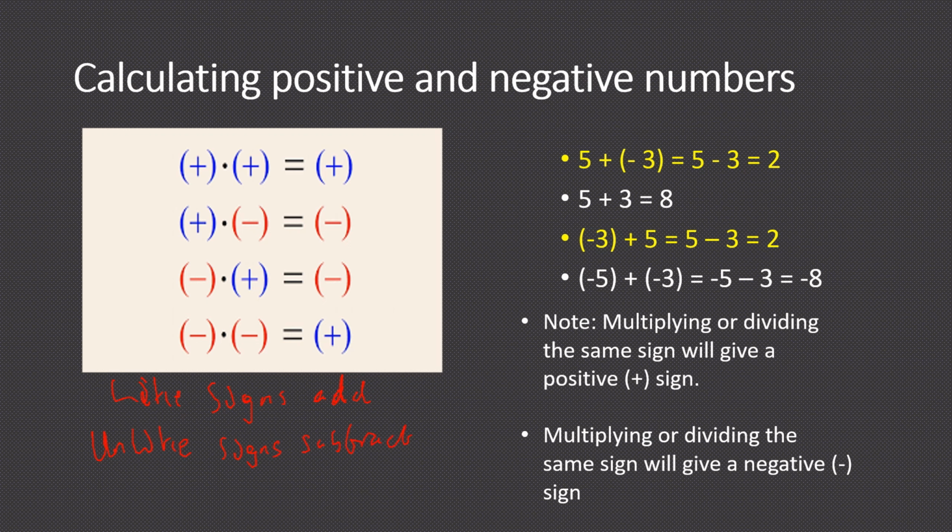Now, in this case, positive times positive will equal a positive number. So positive 5 plus positive 3. Due to both of them being positive, they will add each other. So that will then equal 8.